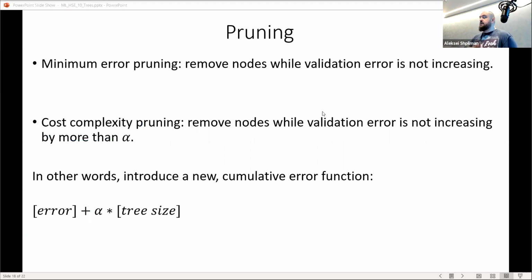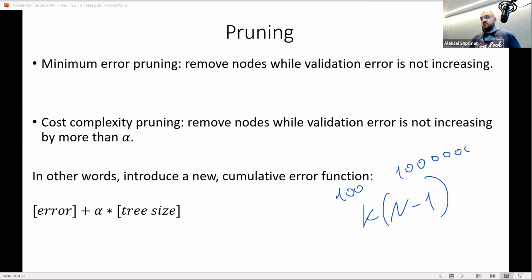Okay, now building a tree is costly, right? If you have many features and many points. So we talk about k times n minus 1, and if this is 100 and this is 100, that's 10,000 thresholds, no problem. A computer is very fast. Well, what if it's 100 features and 1,000,000 points? Well, you have to go through all the thresholds, and remember, you have to do it for every node as well. Well, nodes get smaller, right?